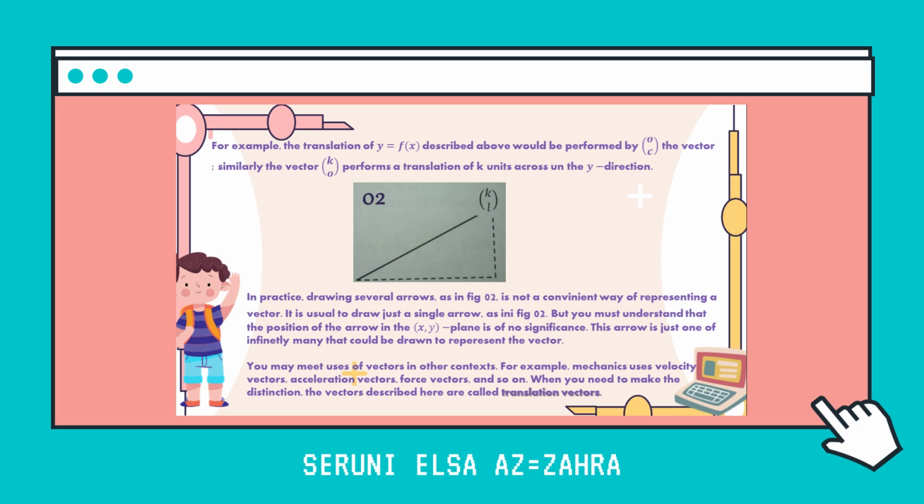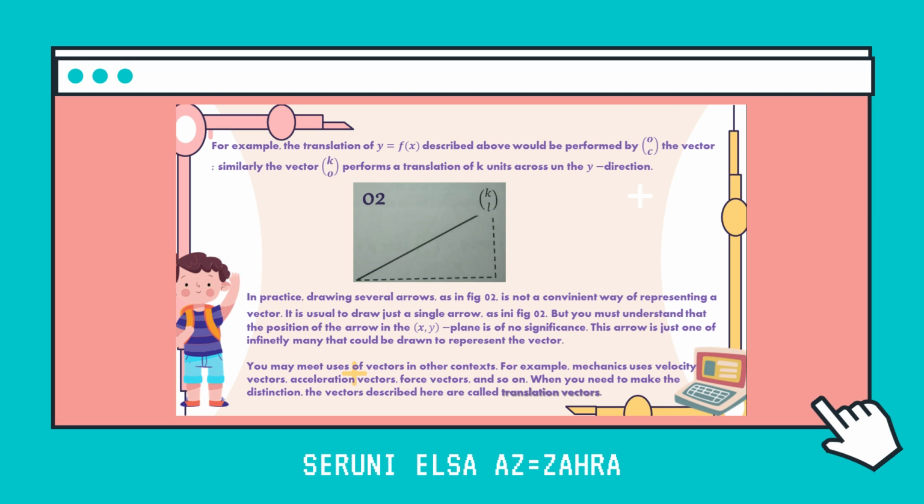In practice, drawing several arrows as in Fig. 2 is not a convenient way of representing a vector. It is usual to draw just a single arrow, but you must understand that the position of the arrow in the xy plane is of no significance. This arrow is just one of infinitely many that could be drawn to represent the vector.